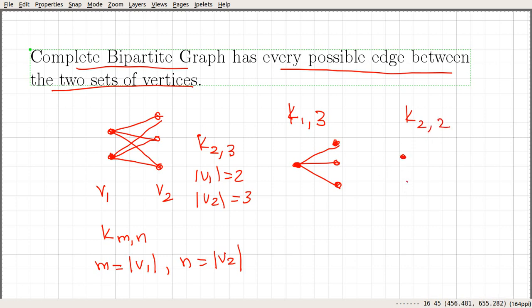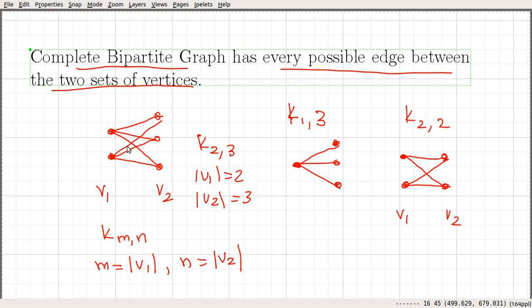Let me give one more example, say K_{2,2}. Our first part has 2 vertices and the second part has 2 vertices. So this is our V1 and this is our V2. From this one we have an edge to each and every vertex in V2. Similarly, from here we have an edge to each and every vertex in this. So this is the K_{2,2} bipartite graph.